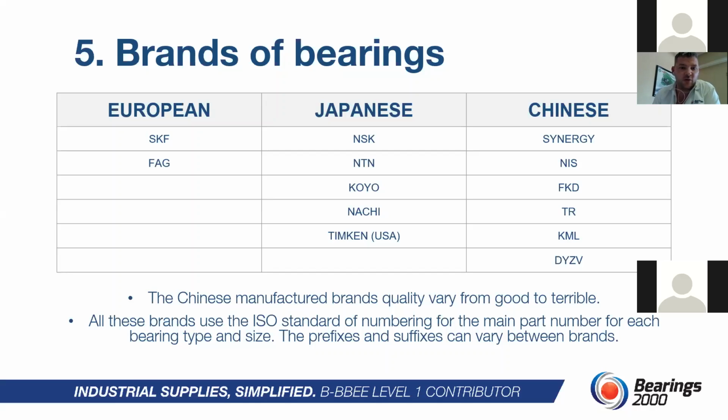Also to keep in mind, all of these bearings are ISO standard of numbering. So the main part number for each bearing size will be exactly the same. The main differences may come in when you look at the prefixes and the suffixes that can vary from brand to brand.